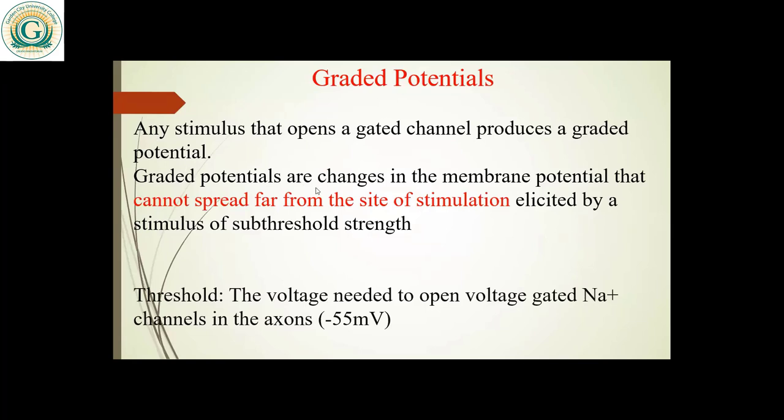So we are saying graded potentials are changes in the membrane potential that cannot spread far from the site of stimulation, elicited by a stimulus of sub-threshold strength. I know I'm speaking a lot of physiology; I'm breaking it down. Now let's take it one after the other. We've already established that these graded potentials happen at the dendrites and the cell body of the neuron, and therefore they cannot spread far from the site of stimulation, unlike an action potential that spreads across an entire axon. With a graded potential, when it starts at the dendrite, it can just spread through the dendrites and then the cell body. That is it.